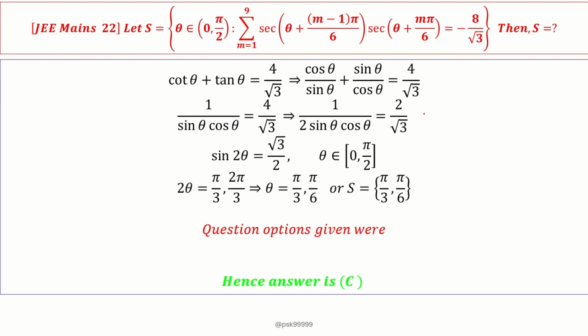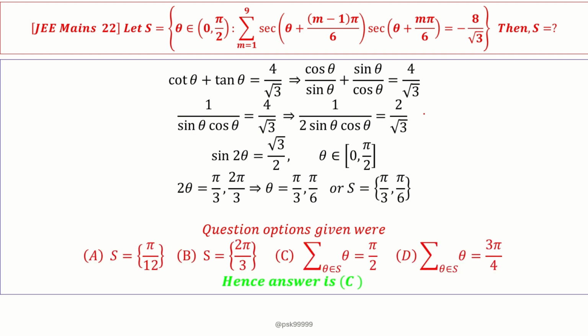In the question they have given four options. S is only pi by 2, S is 2 pi by 3, or sigma of theta belonging to S, that is the sum of all angles, equal to pi by 2, or sum of all angles equal to 3 pi by 4. So if I sum up pi by 3 plus pi by 6, I get pi by 2. So the answer is C.